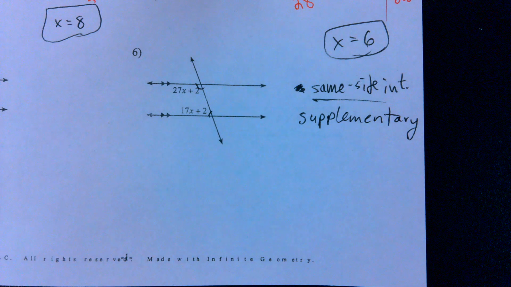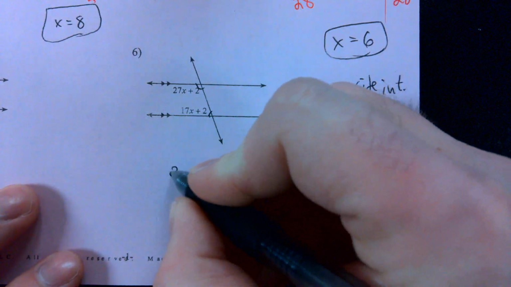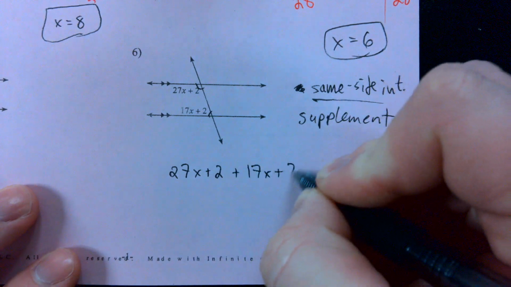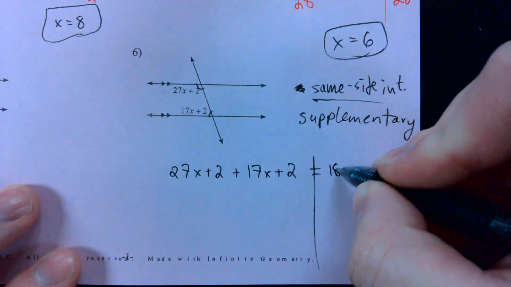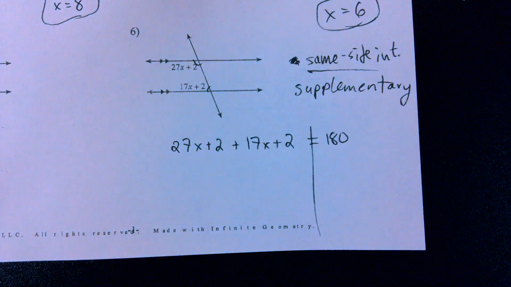Right? We see that 27x plus 2 is an obtuse angle, and 17x plus 2 is an acute angle. So those would have to add together to give us 180. So we're not going to set the expressions equal to each other. We're going to add them both together and set that whole thing equal to 180. Just like we did in number 4, we're going to do the same in number 6.